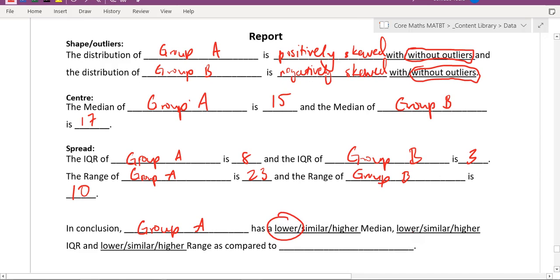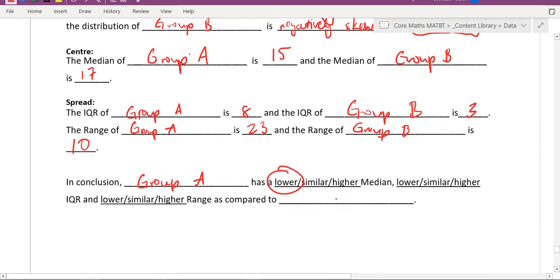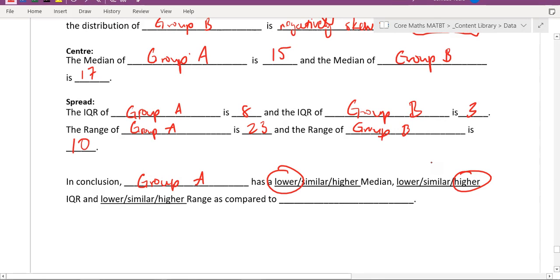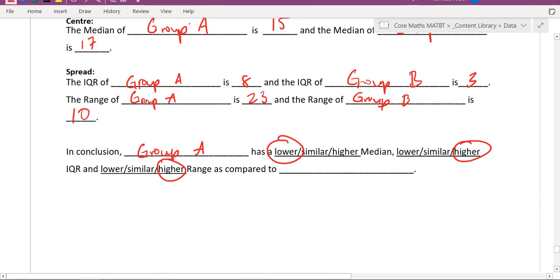Do they have a lower, similar, or higher IQR? So if you look at the IQR and spread, Group A has an IQR of 8 and a range of 23. But then you've got an IQR for B of 3 and the range for B is 10. So that means theirs would be higher. So they have a higher IQR and also the range is higher compared to Group B.